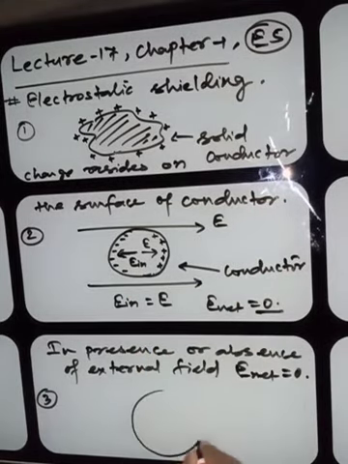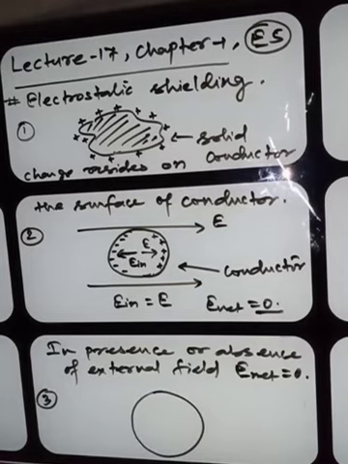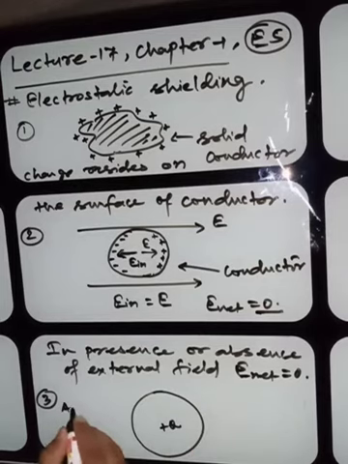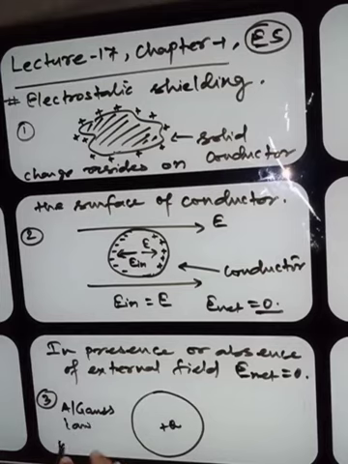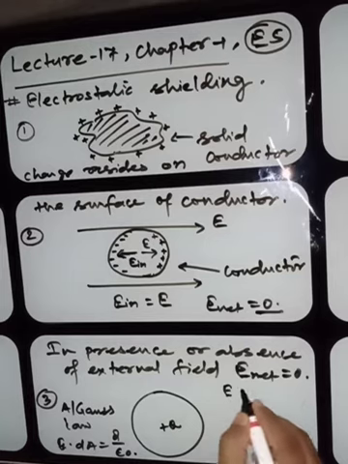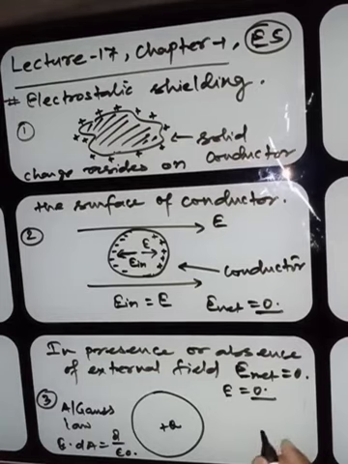Now the next one. If this is a hollow conductor with a cavity, and any extra charge is put inside the cavity, what will happen? According to Gauss law, the integral of E dot dA should be Q by epsilon naught, and we have studied that E should be 0. E net should be 0. If E net is 0, it means Q in should also be 0.